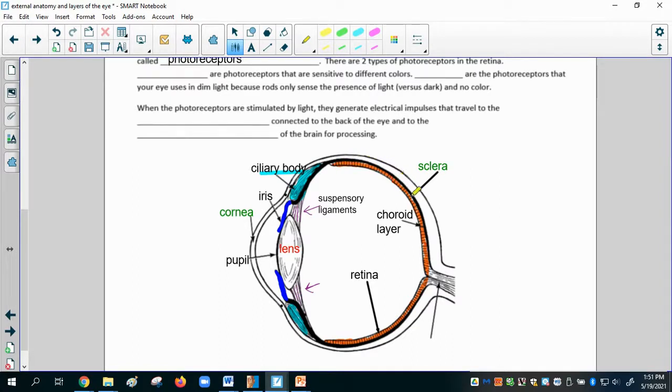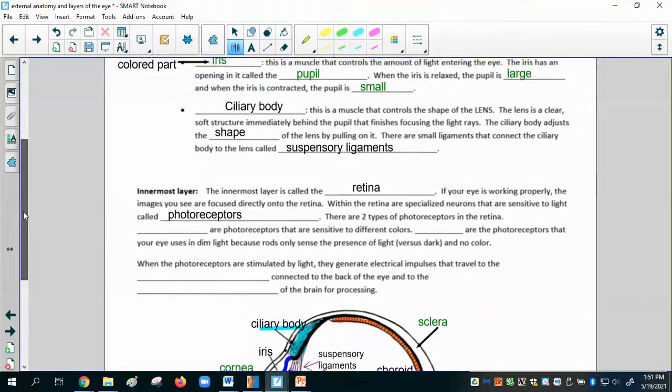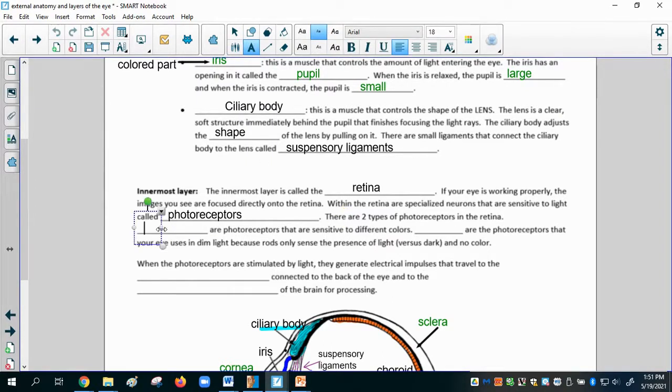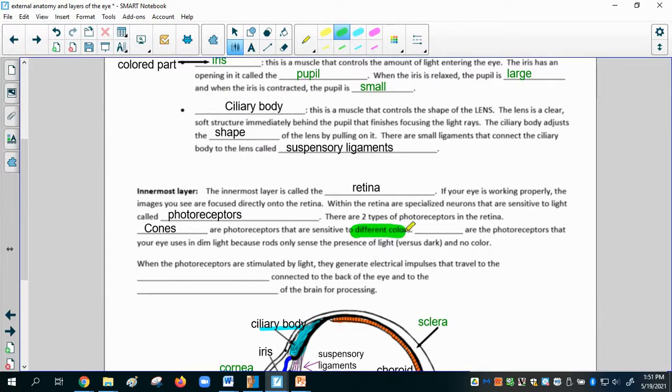There are two types of photoreceptors found in the retina. There are cells called rods and cells called cones, and they're special neurons. So in your notes it says there are two types of photoreceptors. The first type that's sensitive to color are called cones. So cones are a type of special cell that is sensitive to the different colors, and I'm going to highlight that. Cones are for colors.